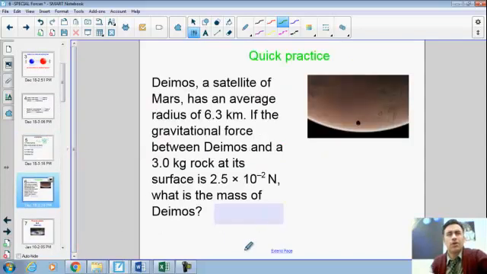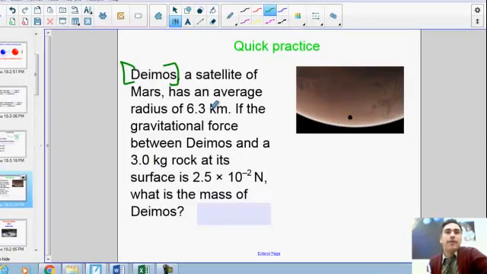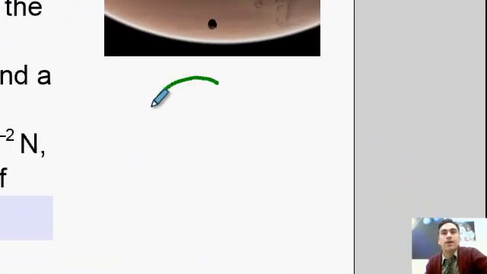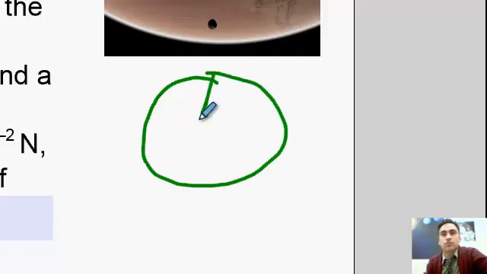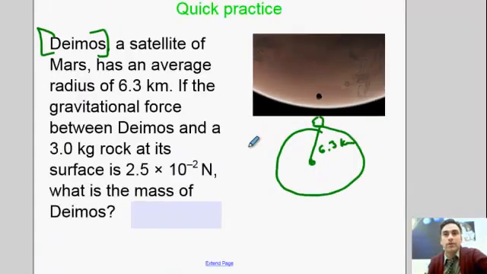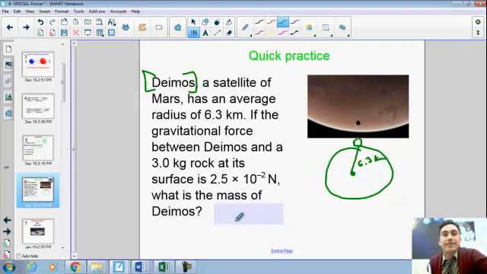Alright, so let's do a quick practice problem. So let's say we have Deimos. Deimos is one of 2 moons of Mars. The other one is Phobos. It has an average radius of 6.3 kilometers. If the gravitational force between Deimos and a rock, hello rock, is 2.5 times 10 to the negative second, then what's the mass of the moon?